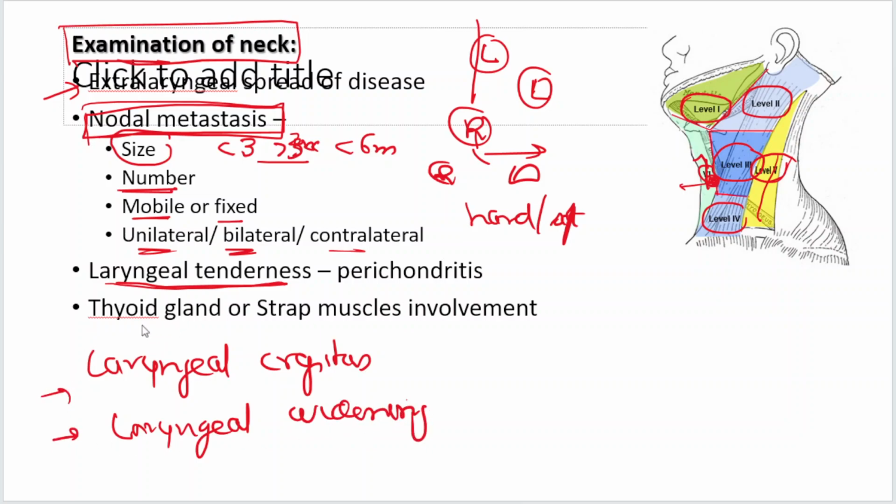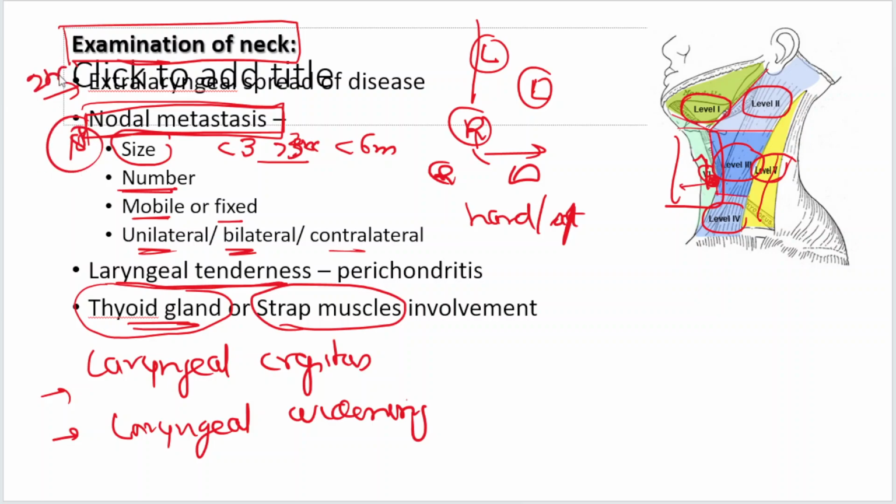You also palpate the front part of the neck to note the status of the thyroid gland and whether there is any strap muscle involvement. So what do we look for in the examination of the neck? First, whether there is any nodal metastasis. Second, whether there is any extralaryngeal spread of the disease. How do we assess that? By laryngeal tenderness. Laryngeal tenderness in a case of carcinoma larynx indicates that the stage is already stage 4 and you may have to go for total laryngectomy. So this is the examination of the neck.